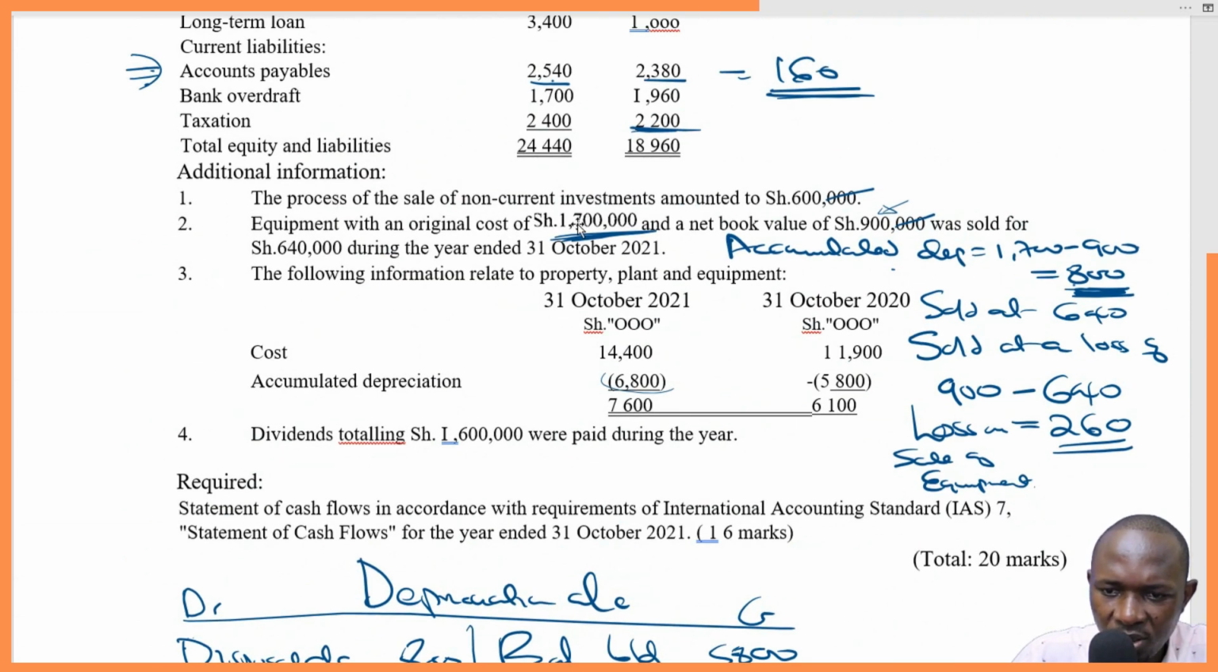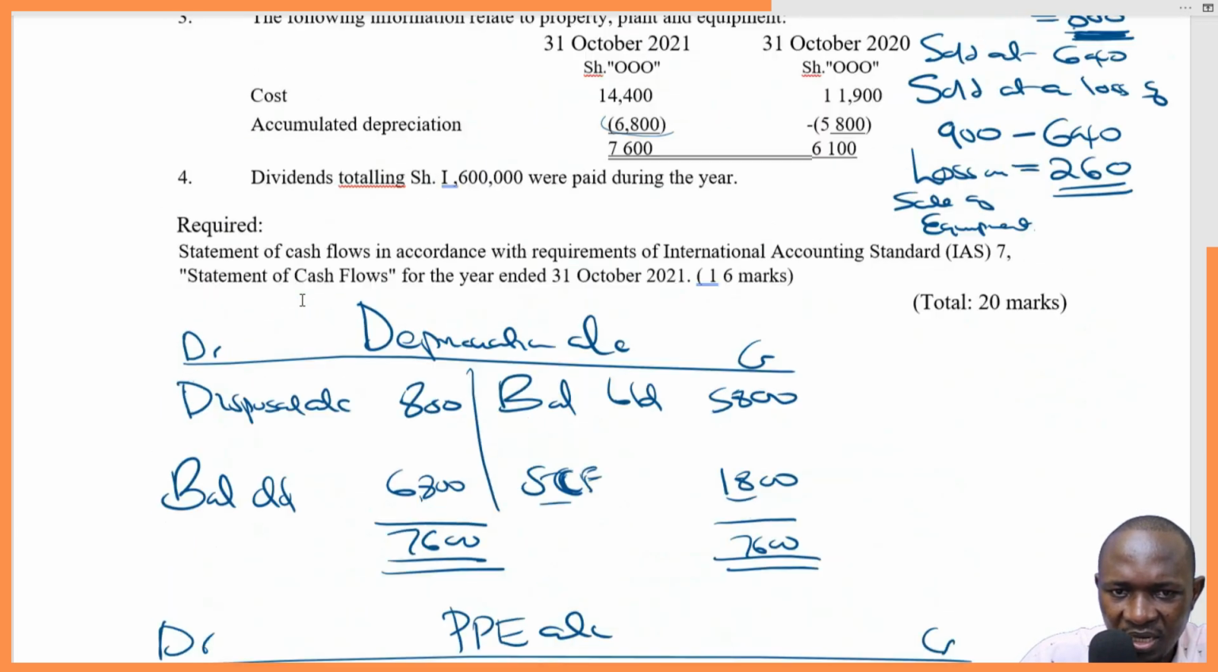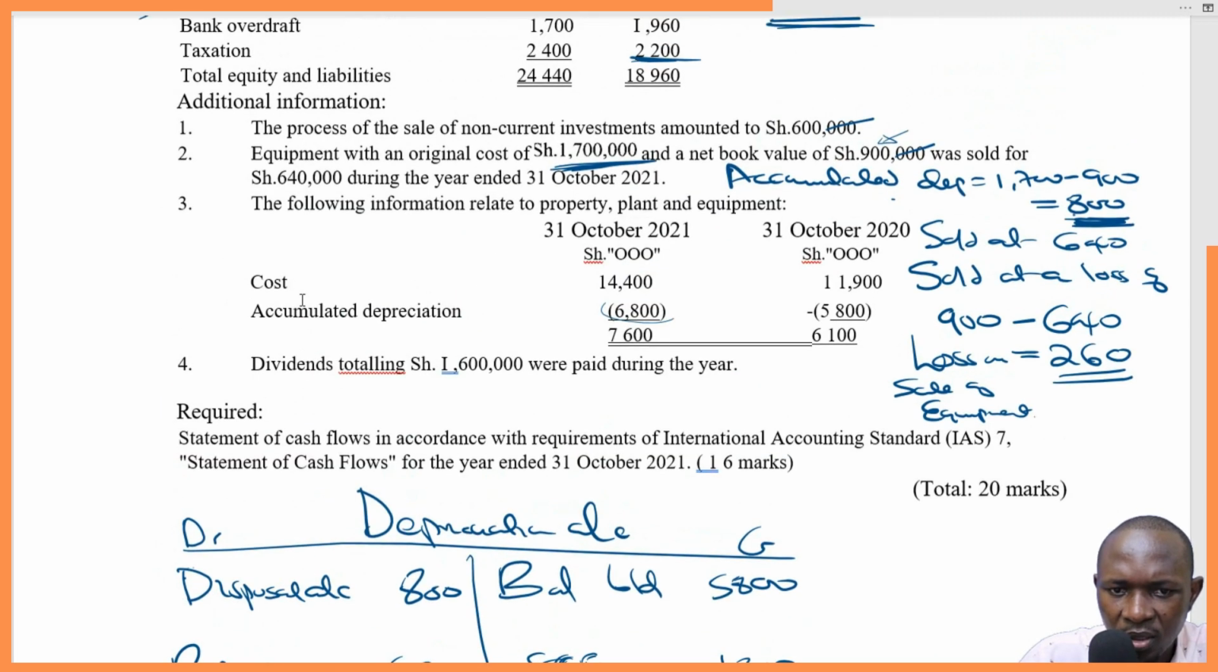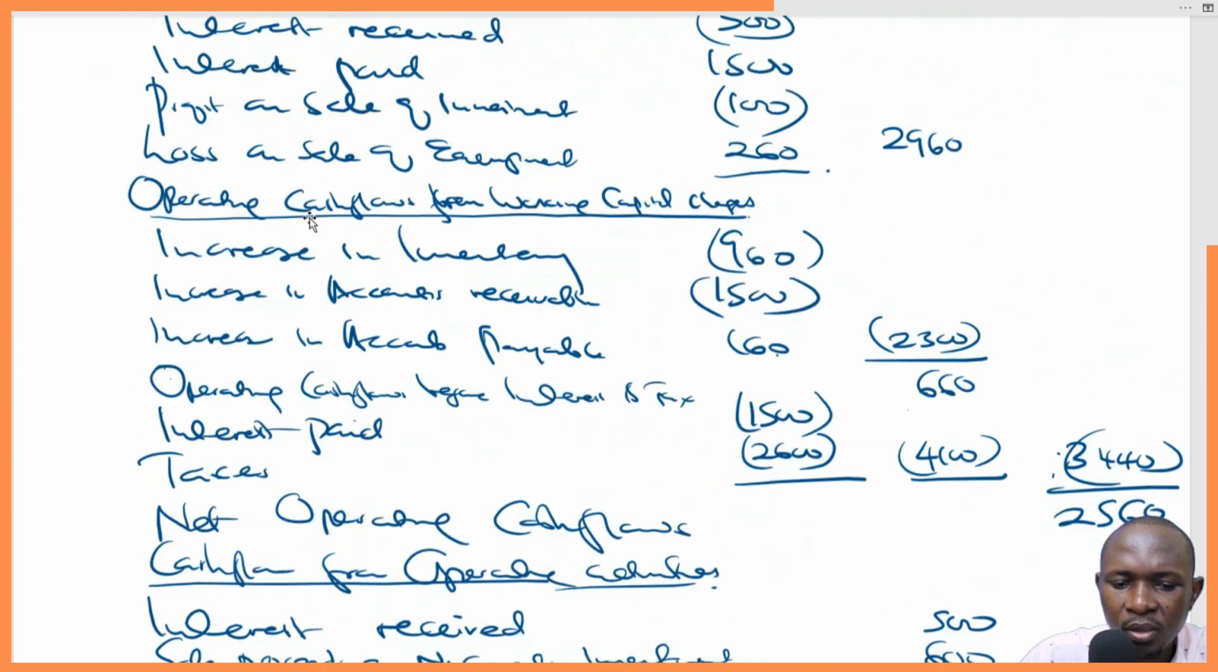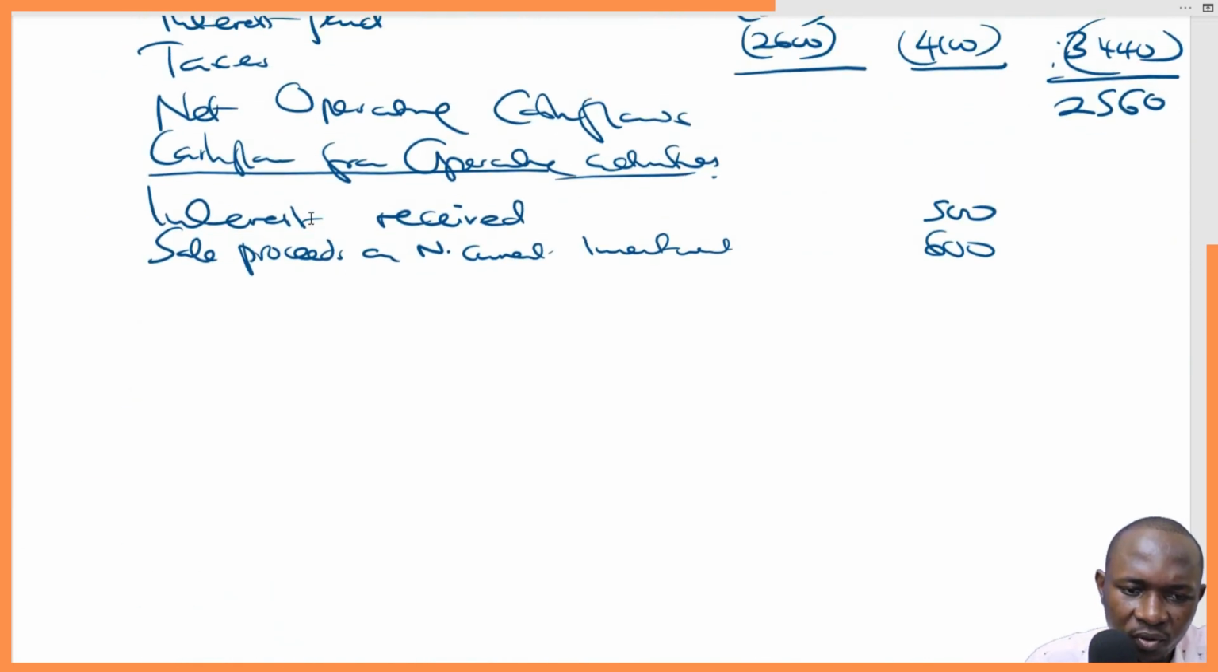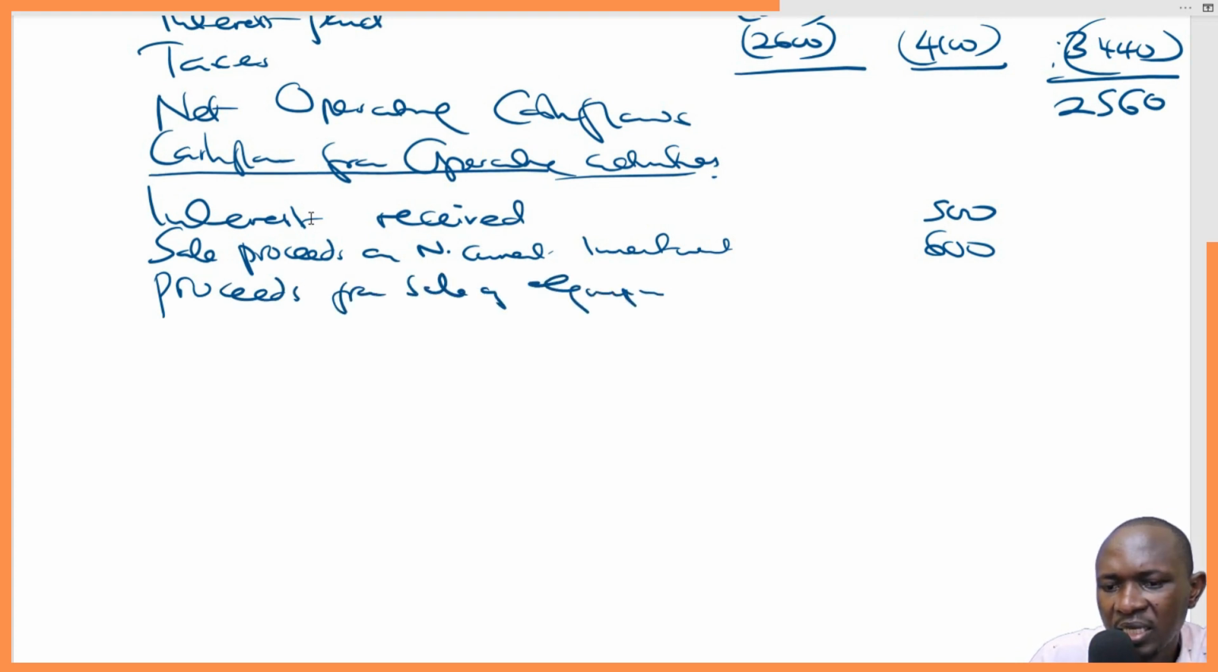Then equipment with an original amount of 1.7 and a net book value was sold for 640. So the proceeds, what we actually received, was 640. So we'll capture it as it is. Remember, this issue of losses we've already dealt with, so capture it as it was. The amount that was received is 640. So we'll say proceeds from sale of equipment, 640.